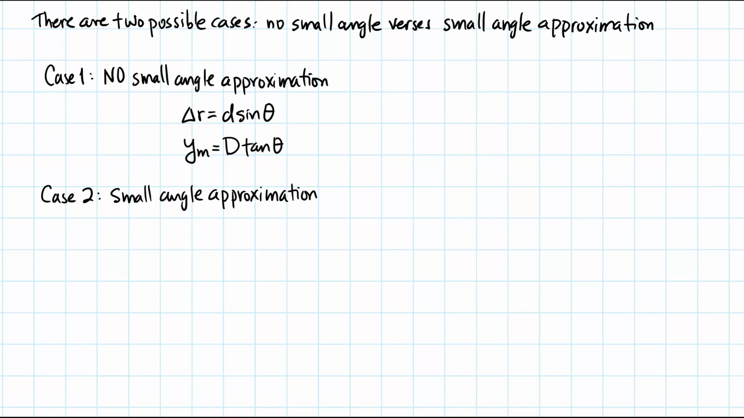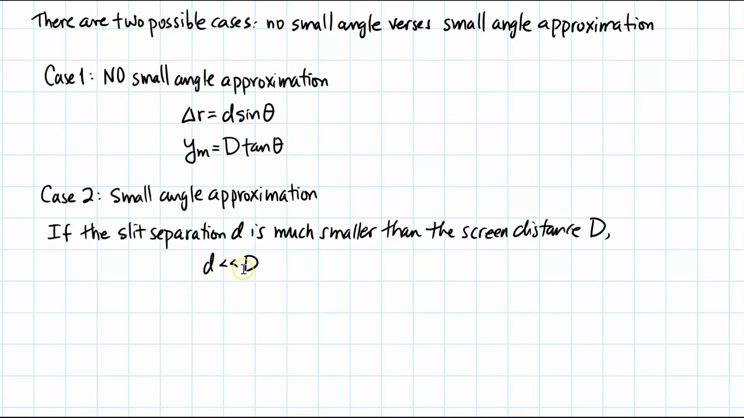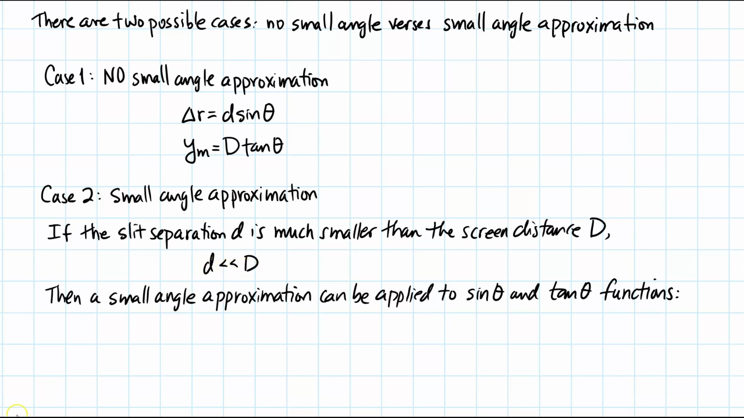Case 2 is small angle approximation. What you find here is that for a small angle, the slit separation is much, much smaller than big D. Then little d is much, much smaller than big D, and a small angle approximation can be applied to sine theta and tangent theta functions. But in two-slit interference, this is always the case. Because of this, I want to derive some other relationships that really help us intuitively understand what's going on.